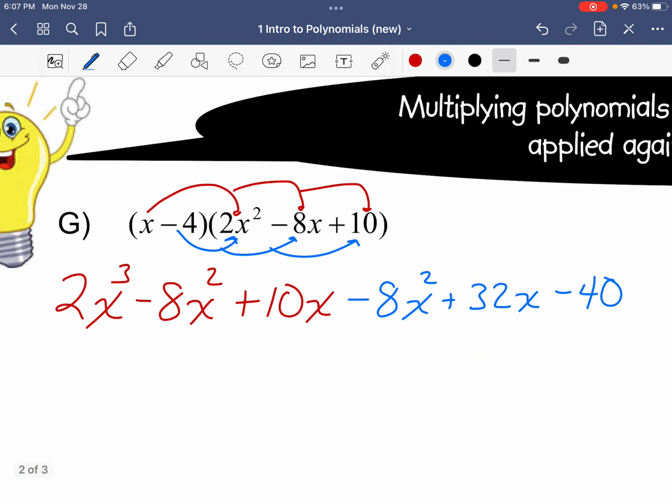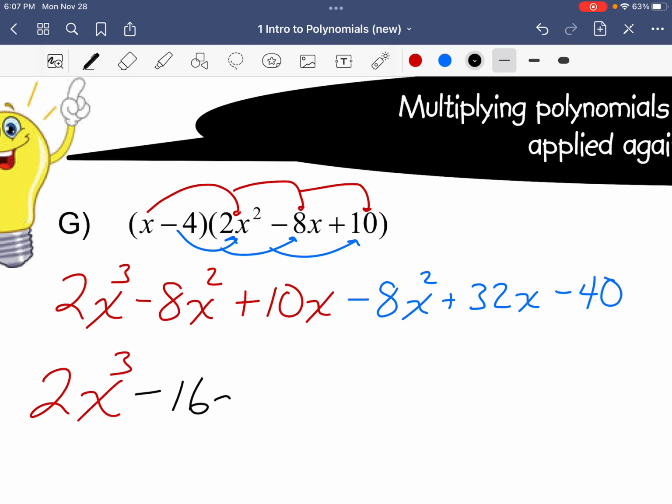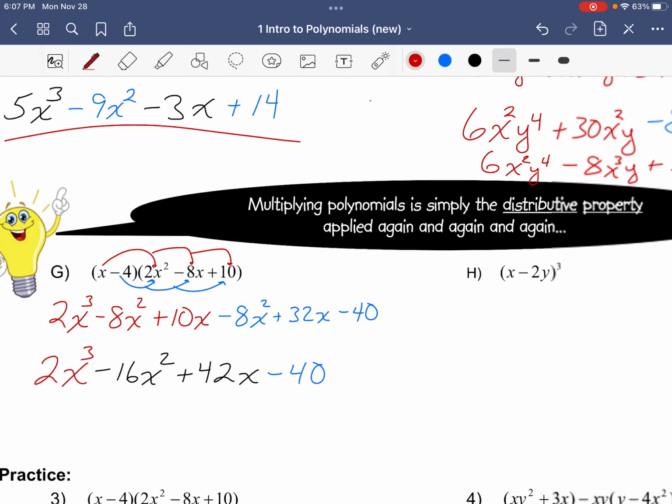Once you're done doing that distributing, then it's time to add like terms again. There are no x cubes, but there are some 8x squareds. There actually happens to be two negative 8x squareds, which now give me negative 16x squared. How about this 10x and 32x? Yeah, that's going to be 42x. Just add those together. And then I still have this minus 40 at the end. And so we did a little bit of distributive property again and again and again.